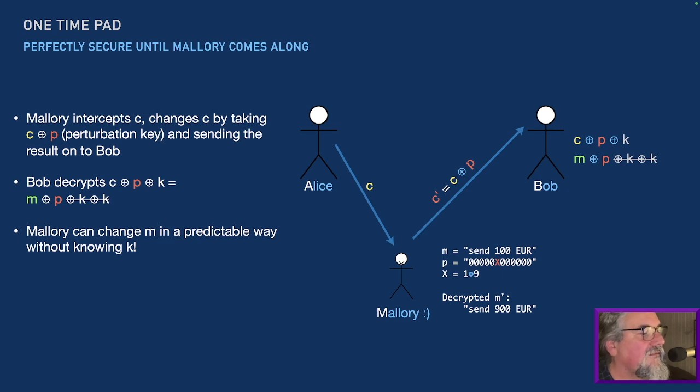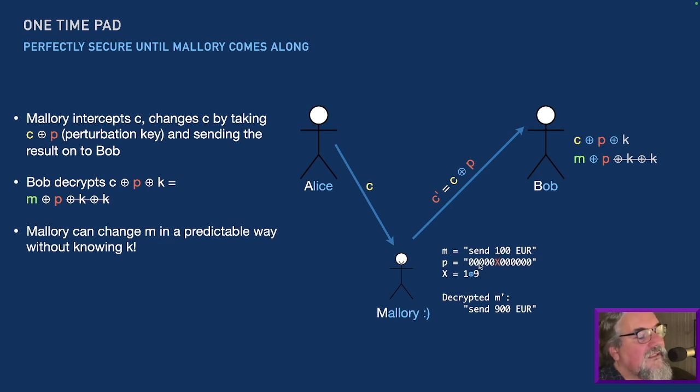So, the one-time pad was perfectly secure against Eve, but it's not perfectly secure against Mallory. Because Mallory, remember, has one more superpower compared to Eve. Mallory has the superpower of also changing the message. So let's say that Mallory knows that at this position in the message, for instance, let's imagine it's a bank transaction in this format, somewhere in the message it says send 100 euros. Let's say that Mallory knows that in this position of the clear text message there is a one.